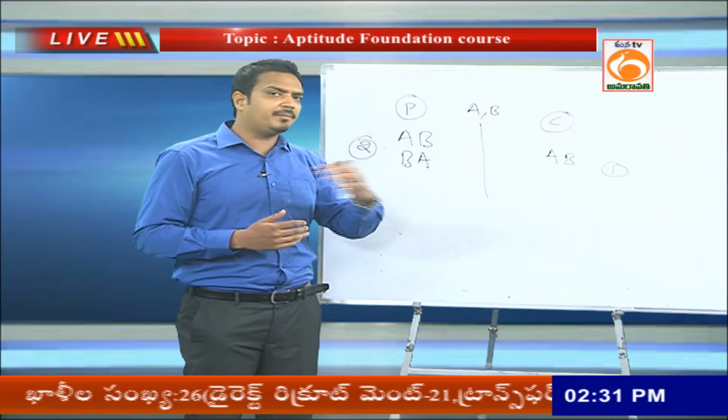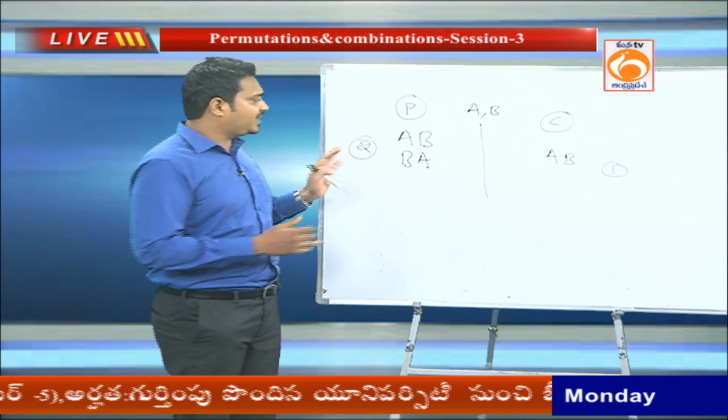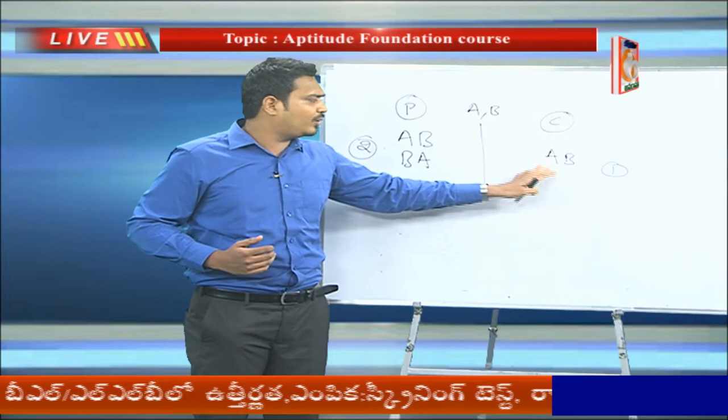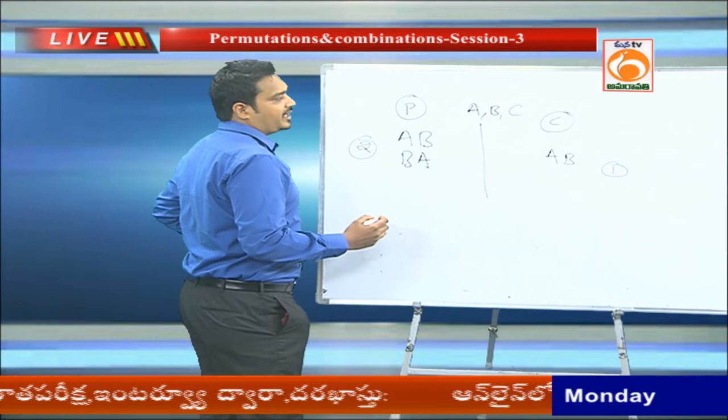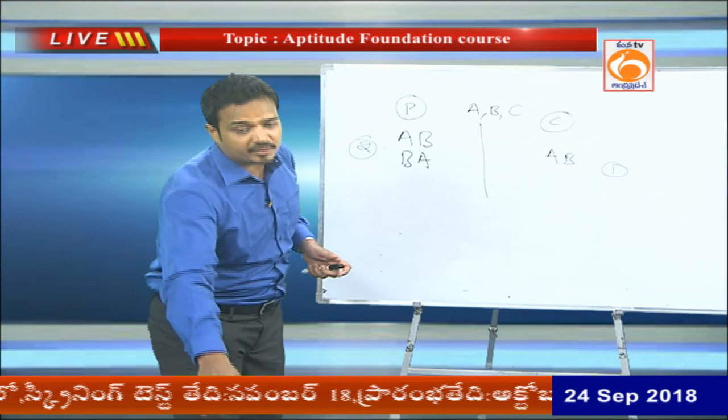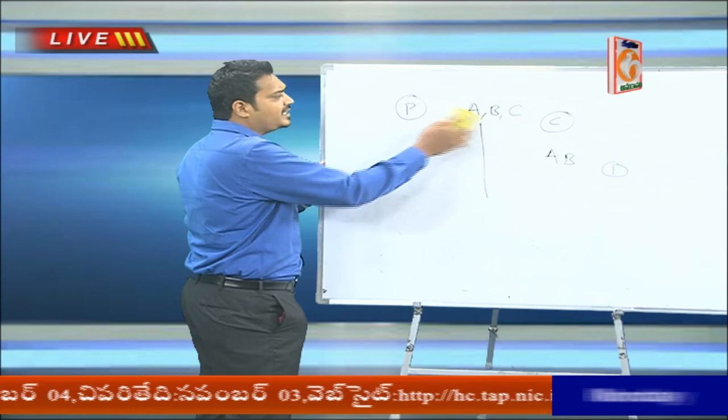సో అదే డిఫరెన్స్. వెరస్ ఏబీ నేను తీసుకున్నప్పుడు అరేంజ్మెంట్ అంటే ఏబీ, బిఏ రెండు కన్సిడర్ చేసుకుంటాను, వెరస్ కాంబినేషన్ తీసుకునేటప్పుడు ఓన్లీ ఏబీ. లెట్స్ సే ఇఫ్ ఇట్ ఇస్ సి, అంటే ఇప్పుడు ముగ్గురు ఉన్నారు. ఇప్పుడు ముగ్గురులో ముగ్గురిని తీసుకుంటాను అనేటప్పుడు ఎలా ఉంటుంది అనేది కూడా మీరు తెలుసుకోవాలి. సో ఐ యామ్ గోయింగ్ టు అరేంజ్ దిస్ 3 పీపుల్, అంటే అప్పుడు ఏమవుతుంది?